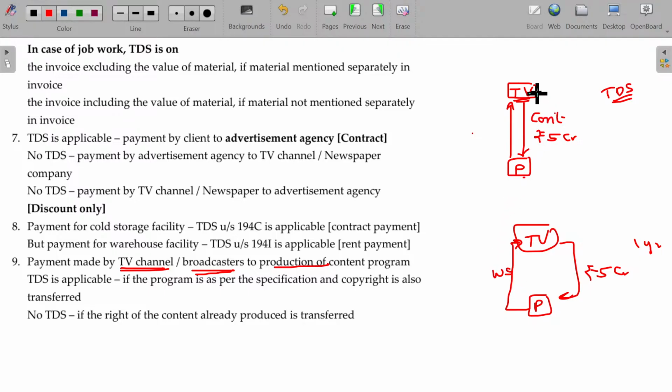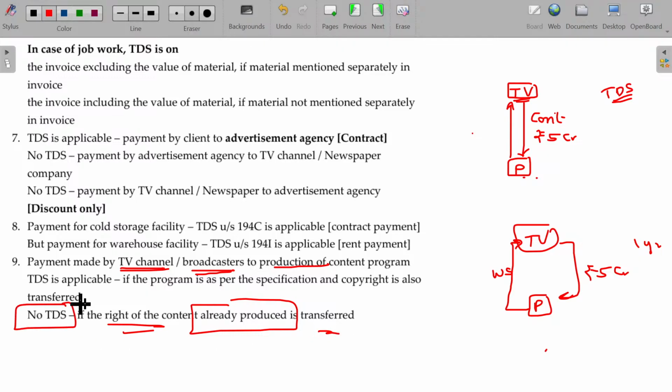Here, this entire content is purchased because it is made ready by the production house as per the requirement of TV. Then there is a contractor relationship. Here, the production company is the owner of the content, temporarily allowing the TV channel to telecast for a rental purpose. So it comes under rental. Like so, the right of the content already produced is transferred. So, in this case, no TDS is applicable.